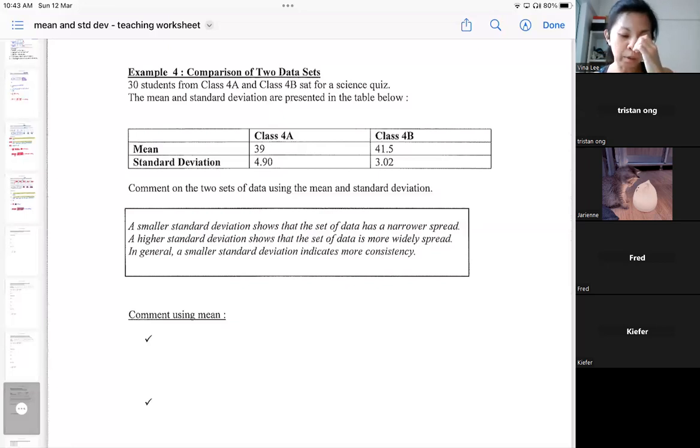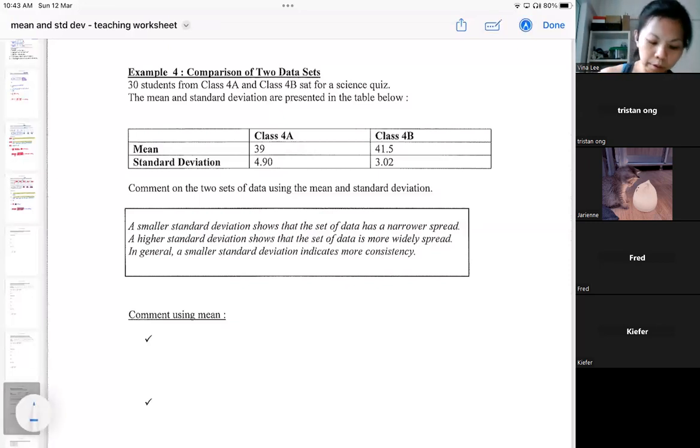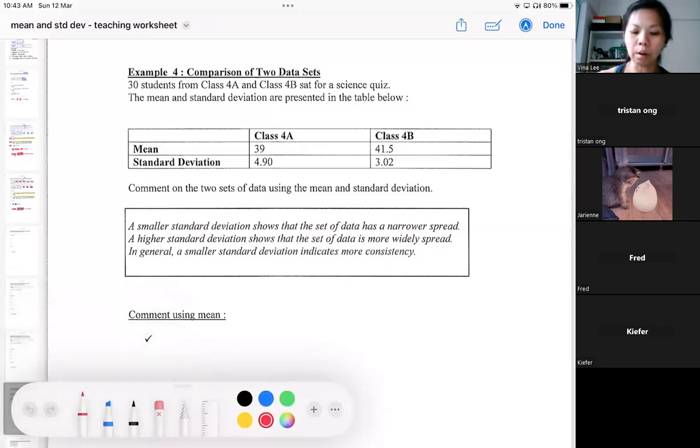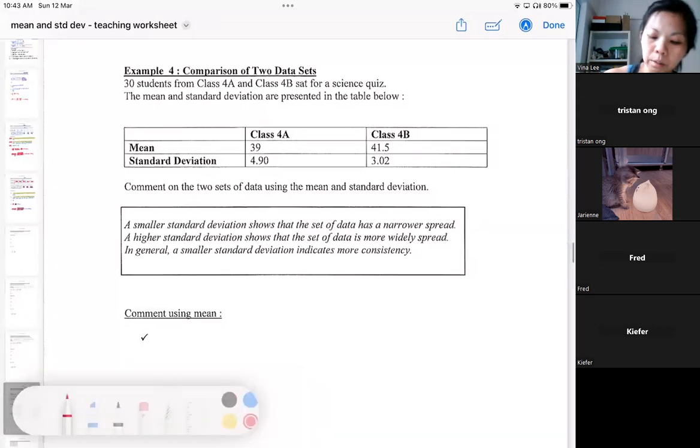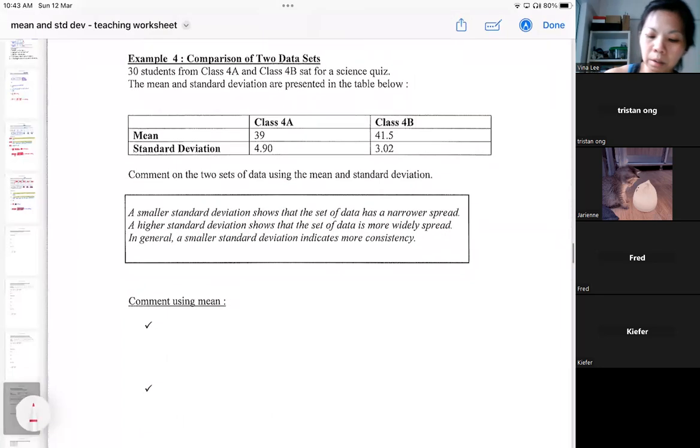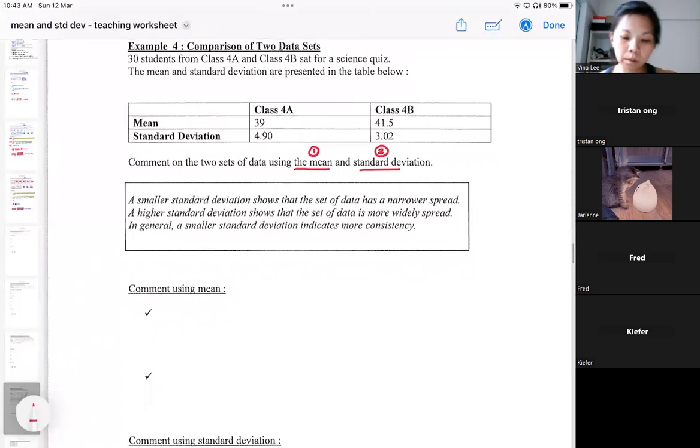So in the exam, you will be asked to compare in two different ways. Okay, so Jiren, you take a look. The two different ways, obviously, are using the mean, which will be one way, and using the standard deviation, which will be another way. So when we present the mean, it's very obvious that 4B has a higher mean.